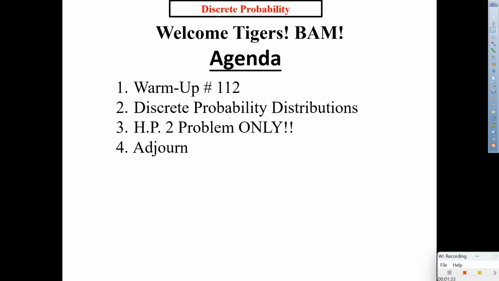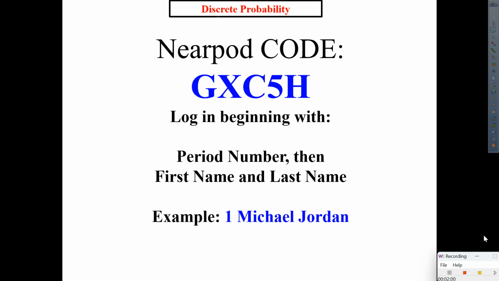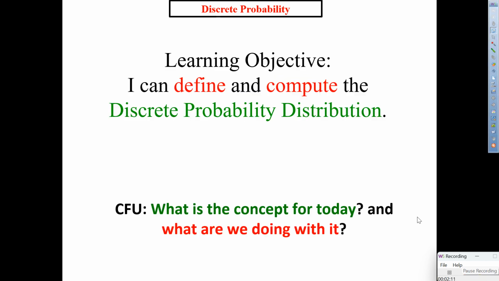Then copy the code for your home play access: GXC5H, GXC5H, GXC5H. All right, thank you for turning that in.